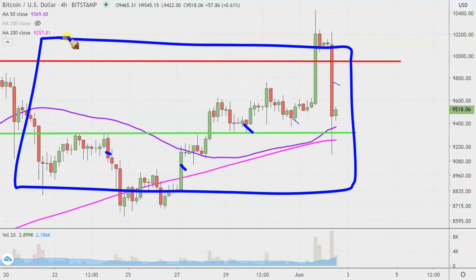I like to do this time frame because it does a good job of telling the quote-unquote story of the price, and it makes mapping out levels of support and resistance a bit easier to see.